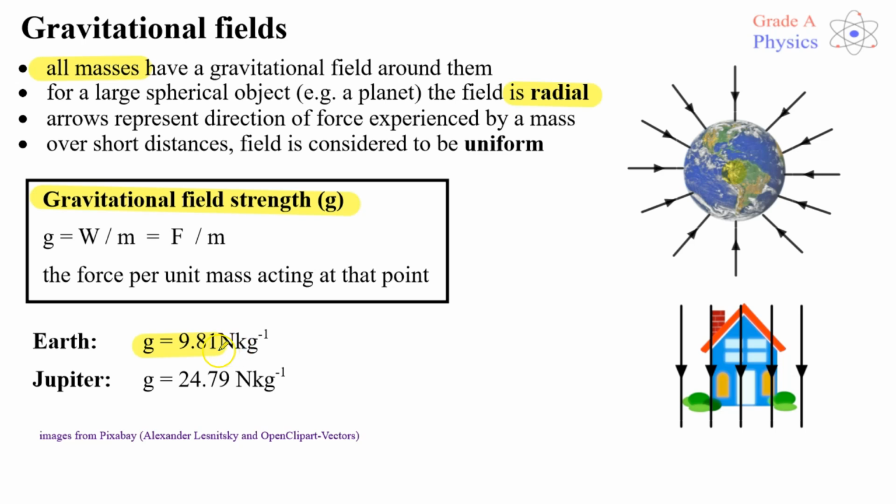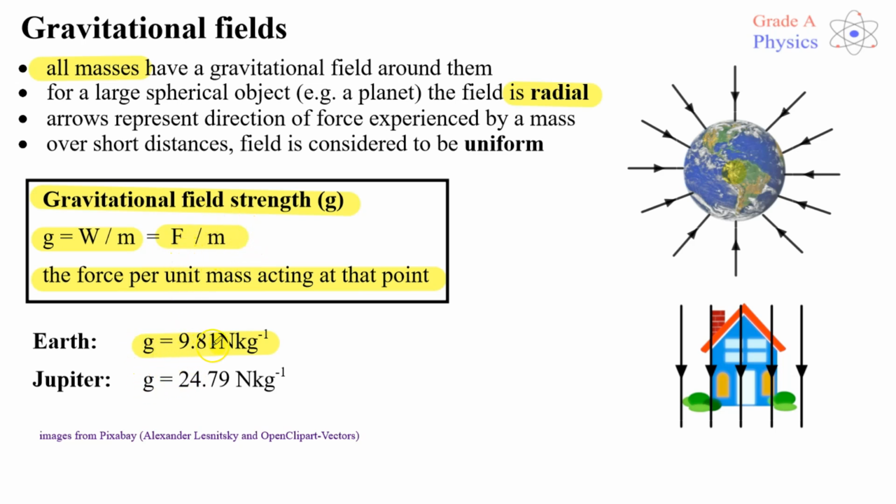Now we can show that the units of newtons per kilogram are the same as meters per second squared, and that might be an exam question. But where do these come from? We know from GCSE that W is equal to mg. So if you make g the subject, then we have weight over mass, and weight is a force, so force over mass. That gives us the definition of gravitational field strength. It's the force per unit mass. So this is quite useful.